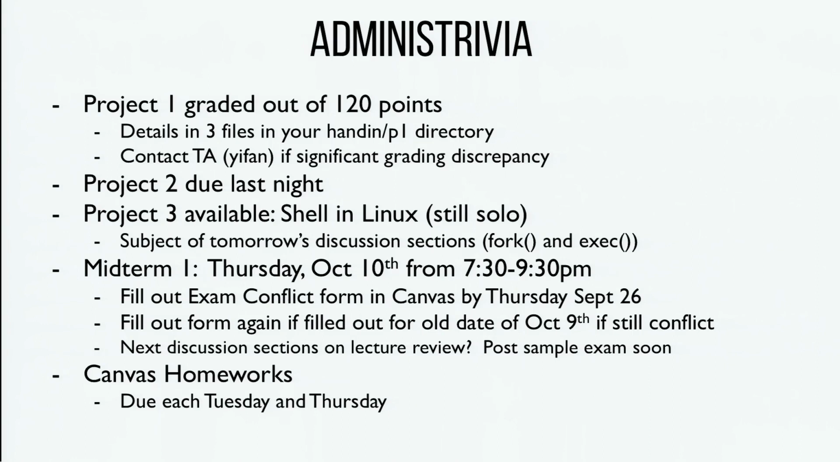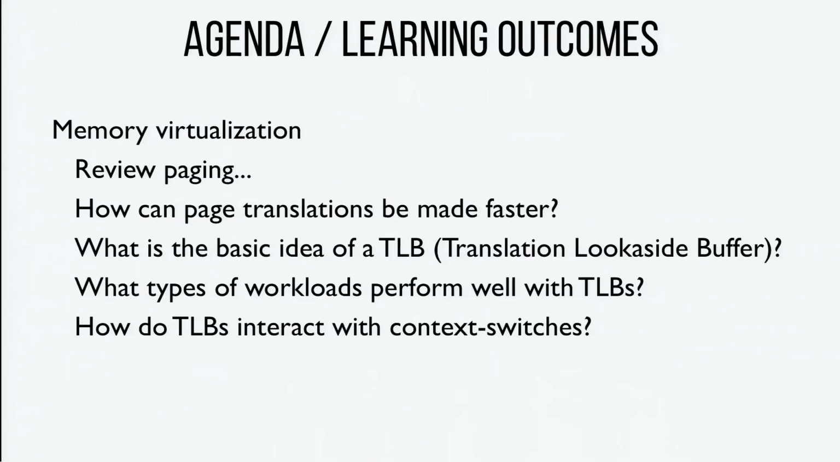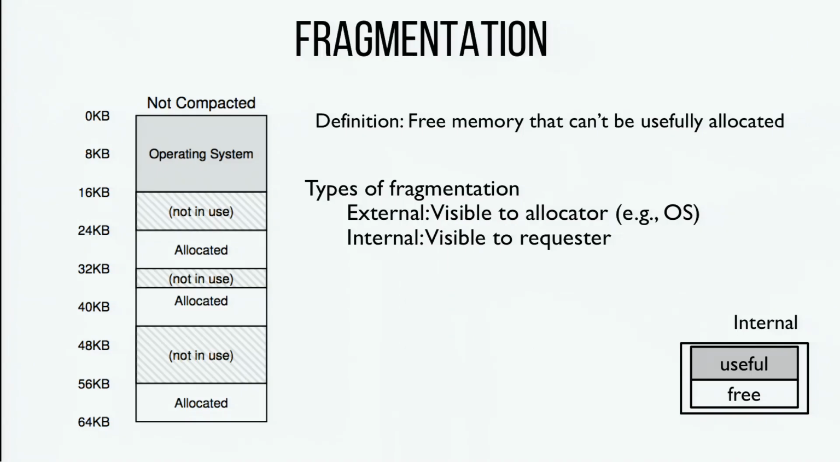All right, more questions? All right, okay. So today we are going to continue our topic of virtualization. We'll start off by quickly reviewing how paging works. Then most of our time is going to be spent on TLBs. How can we make page translations faster? What are TLBs? When do TLBs work well? It's going to depend a lot on the workload, what type of access patterns that workload is making. Are they random or are they sequential? And then we're going to talk about what you need to do on a context switch now that you have this TLB in there.